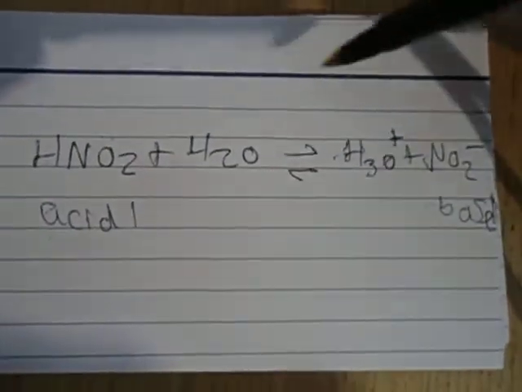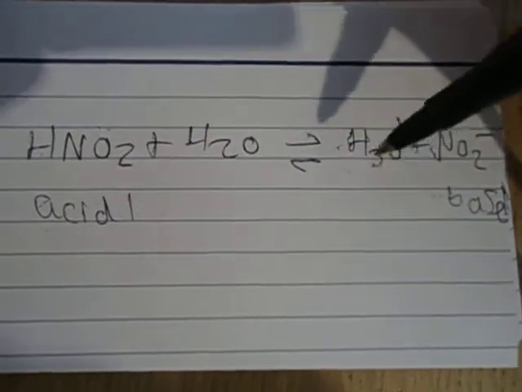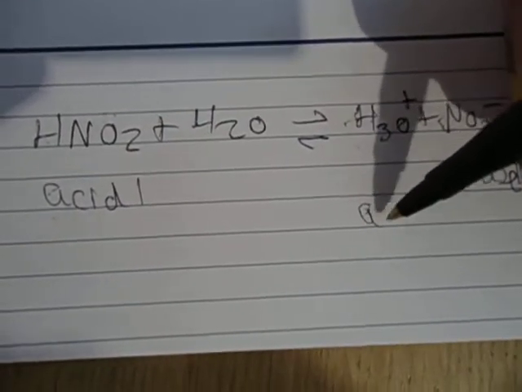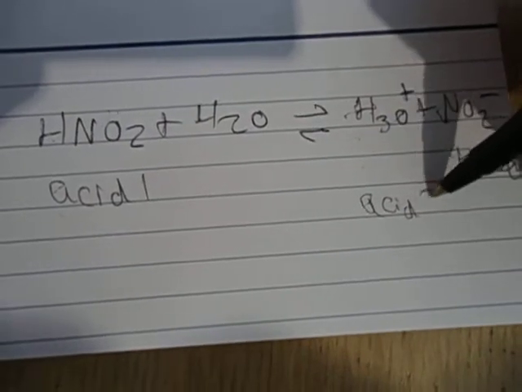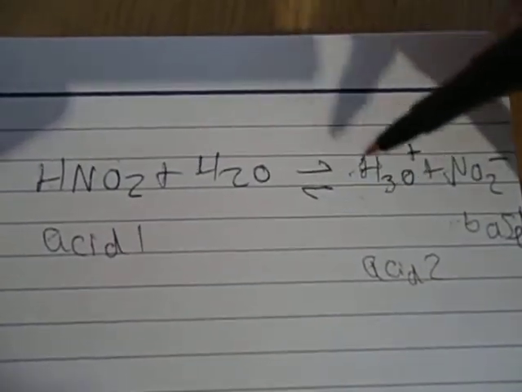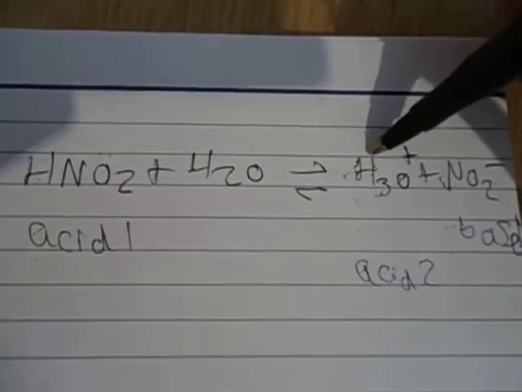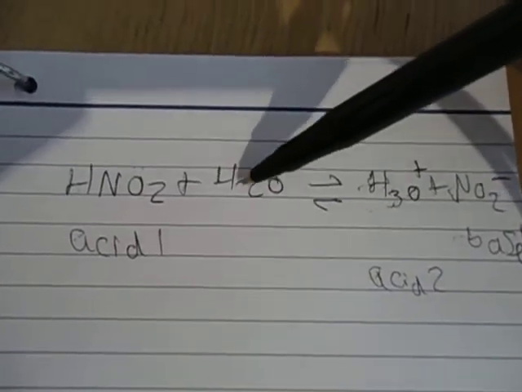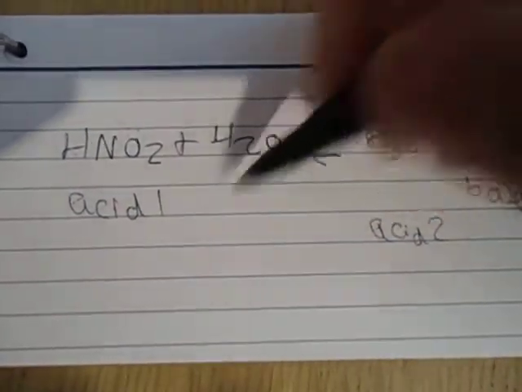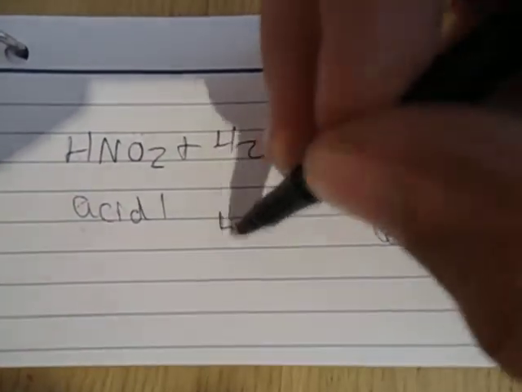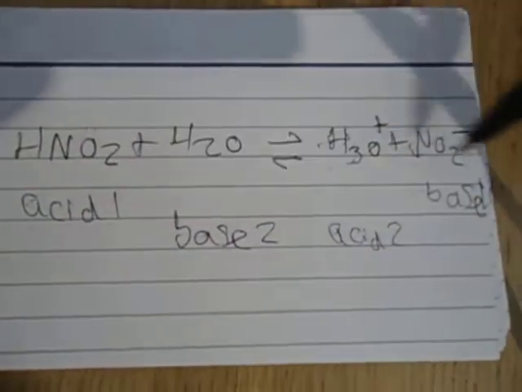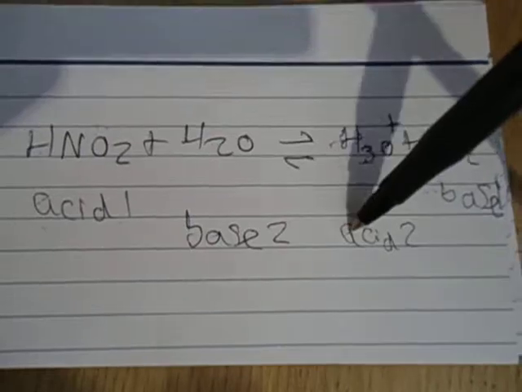So then our second acid, because they're in pairs, it's going to be this one. So we write underneath acid 2, and this is because it can donate that extra H+ that it's got to form the water molecule, so therefore that's the conjugate base of that, so we write base 2. So acid 1, base 1, acid 2, base 2.